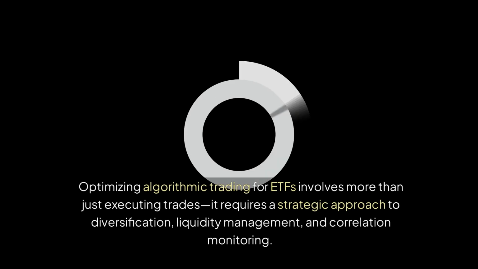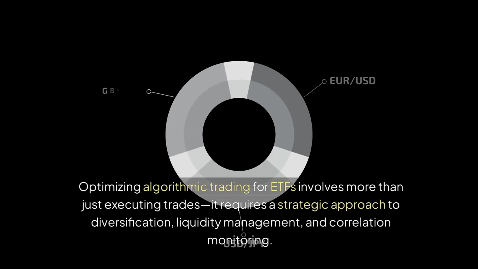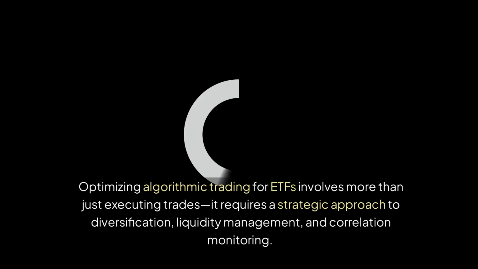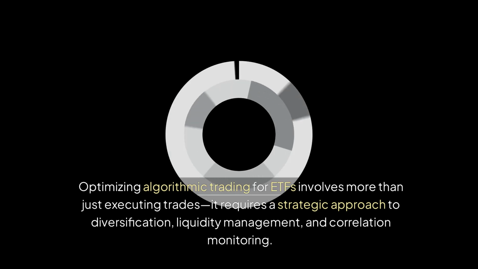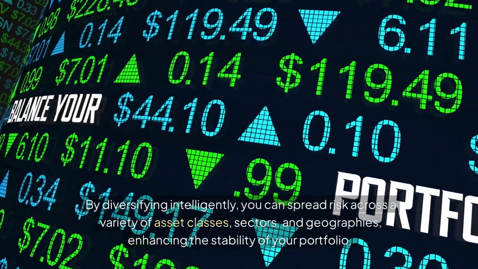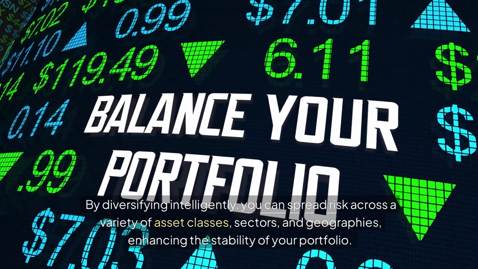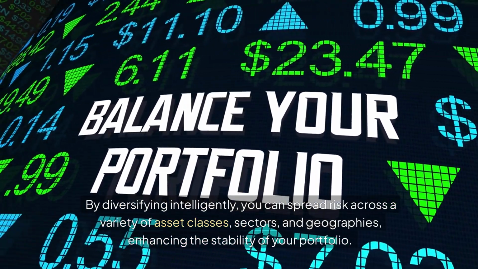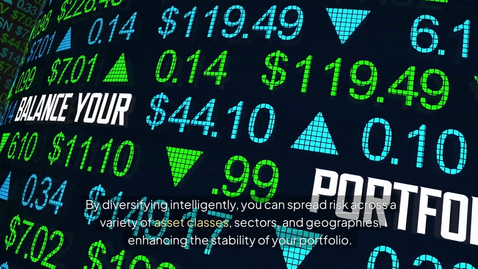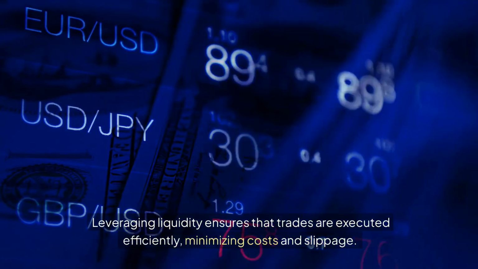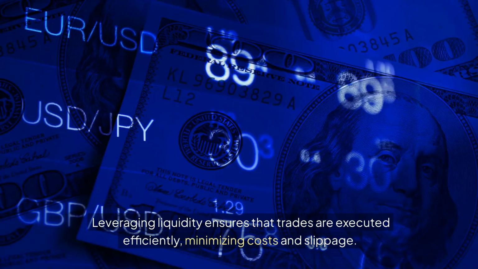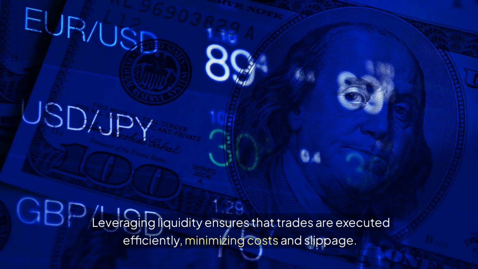Conclusion: optimizing algorithmic trading for ETFs involves more than just executing trades. It requires a strategic approach to diversification, liquidity management, and correlation monitoring. By diversifying intelligently, you can spread risk across a variety of asset classes, sectors, and geographies, enhancing the stability of your portfolio. Leveraging liquidity ensures that trades are executed efficiently, minimizing costs and slippage.